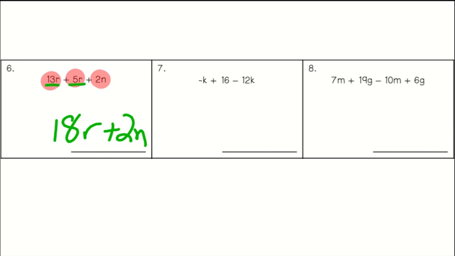Okay? Y'all try 7 and 8. Like I said, I skipped around a little bit, so that's why the numbering's off. Again, you got to pay attention to your signs. Make sure you're doing the correct math for the correct sign.